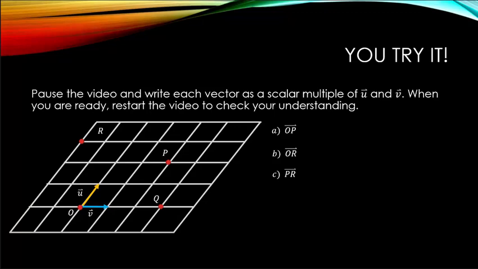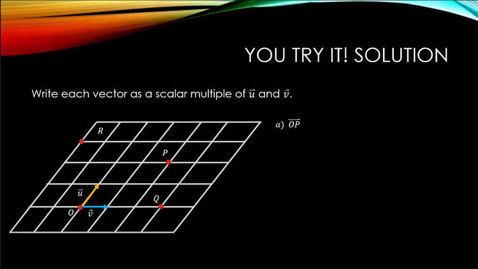The first vector we want to work with is the vector that goes from O to the point P, up and to the right from the origin. The second vector extends from O to R, which is up and to the left of the point O. And the third vector is PR, that goes from the point P back to the left and up to the point R.